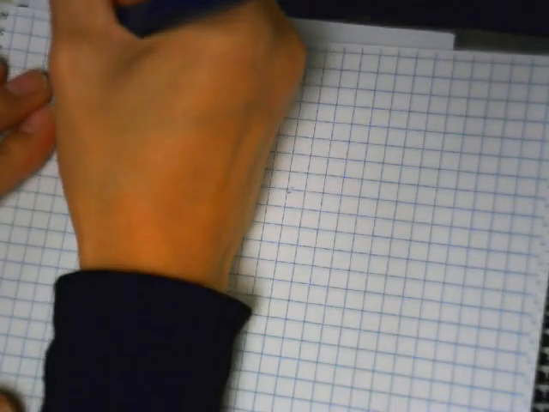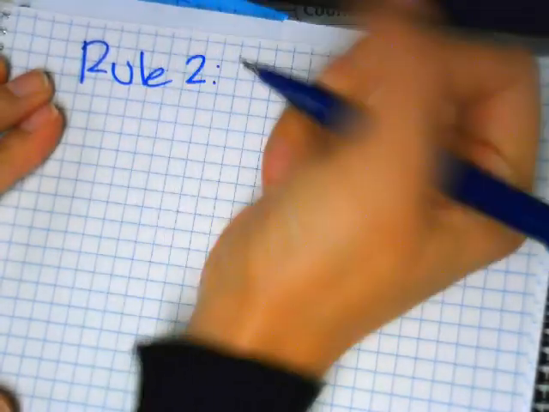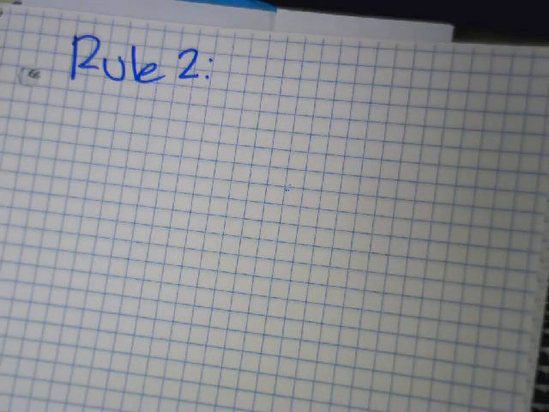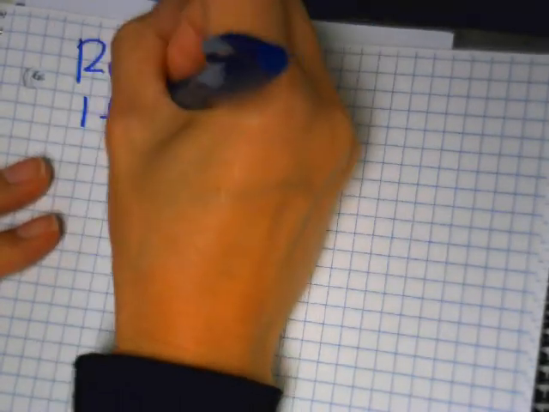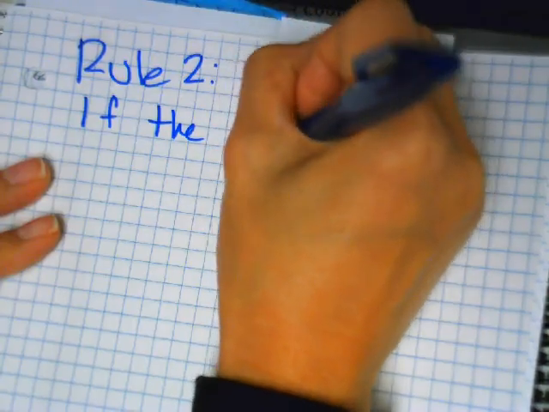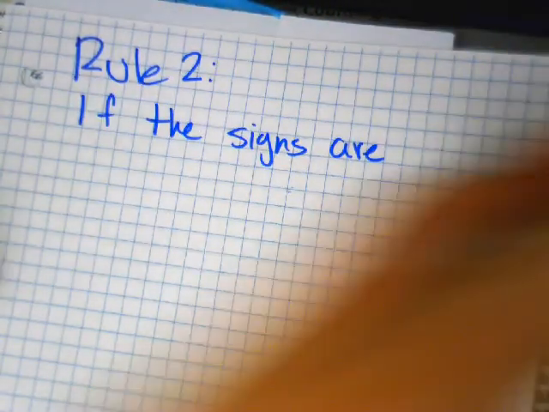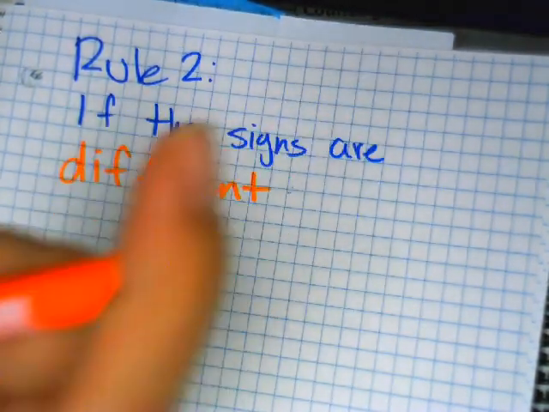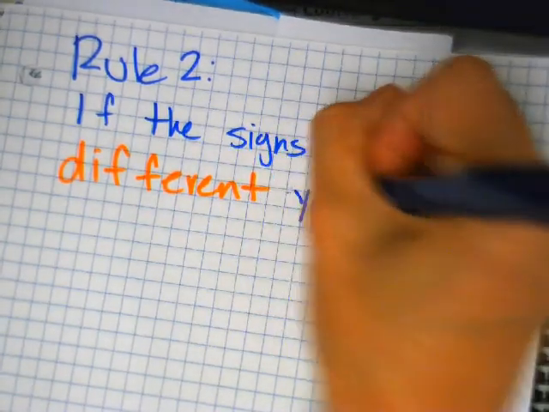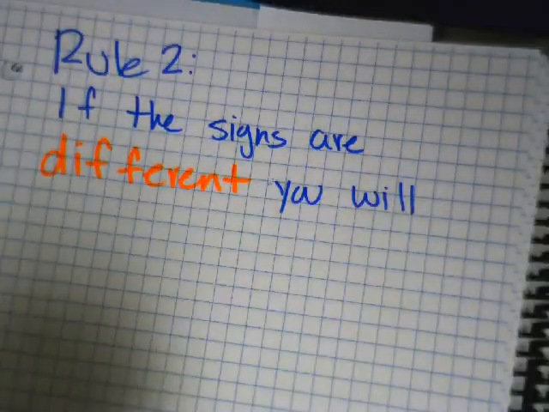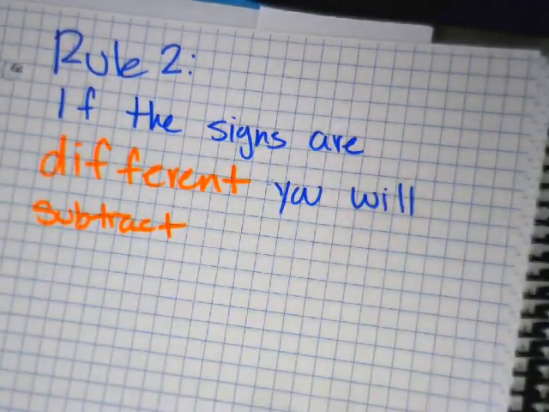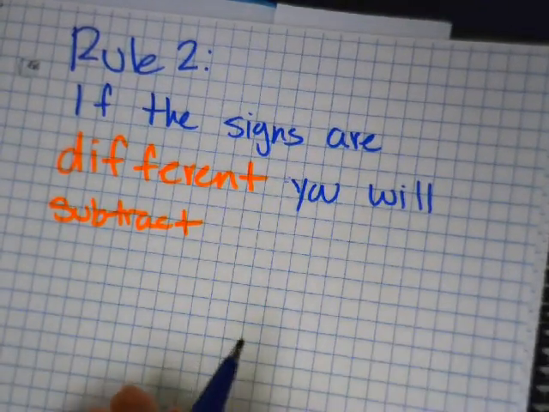All right, what's rule number 2? Yes. If the signs are different, subtract. Very good. Good job. If the signs are different, you will subtract.